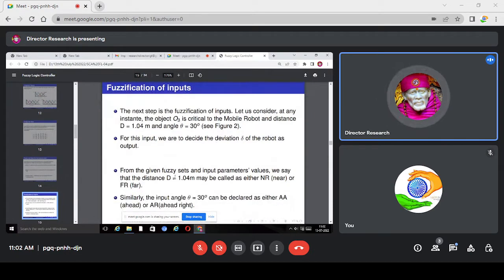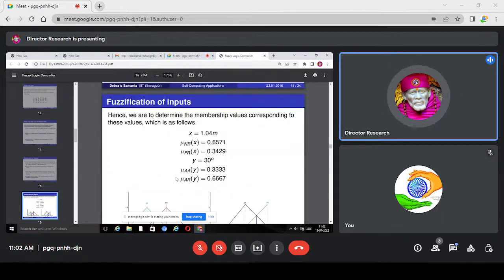The next step is classification of inputs. Let us consider that at any instant the object is critical to the mobile robot. We are applying all these concepts to observe the distance or angle, very near, very far, or left angle or right angle, as they apply to the mobile robot and how the robot is moving. Hence we have to determine the membership values corresponding to these values.